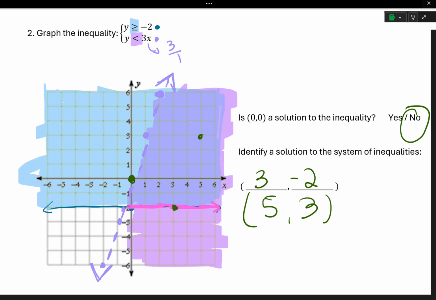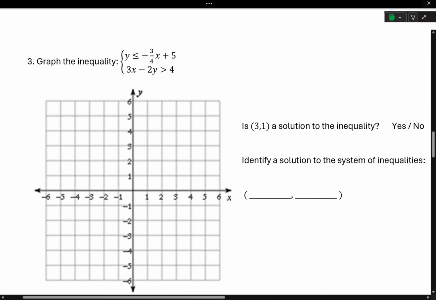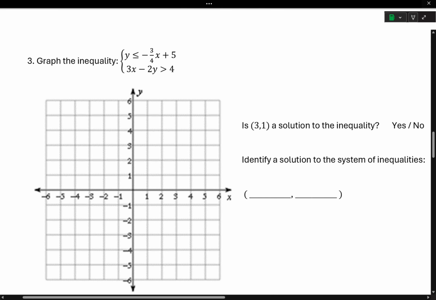Alright, onwards we go. Let's graph number 3. Oh, I think I meant to retype this one. Oh, that's fine. Okay, number 3. Let's start with the first inequality. Our y-intercept is positive 5. And then we go down 3 spots to the right 4.